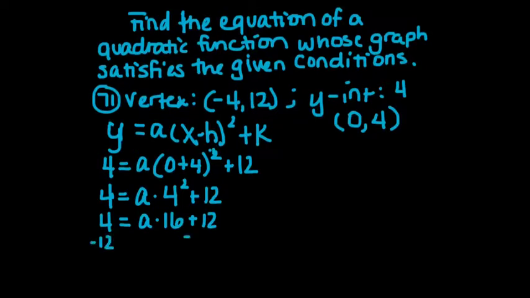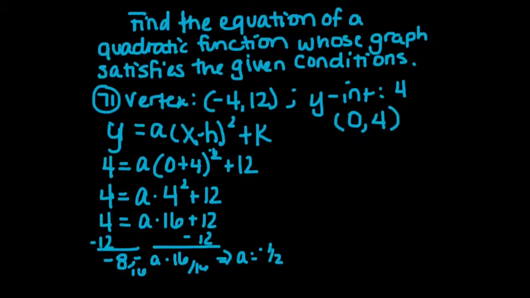Minus that 12 from both sides. And I'm left with negative 8 equals a times 16. Divide both sides by 16. And I am left with a equals negative 1/2.